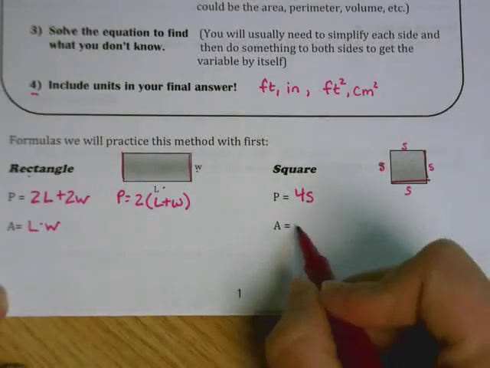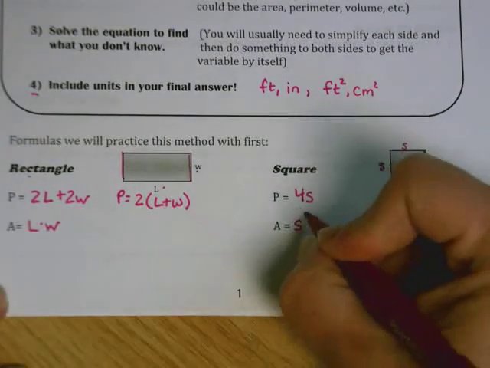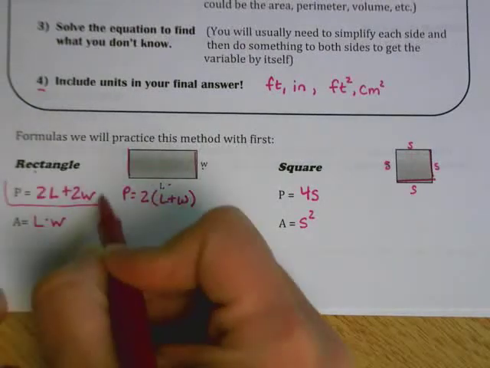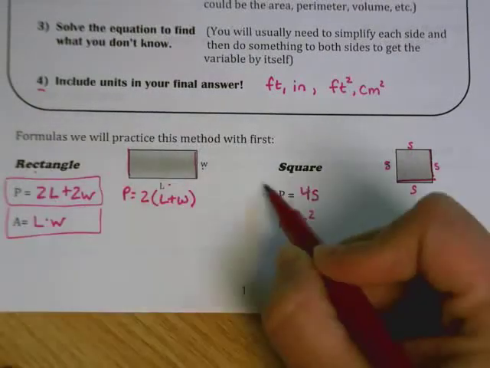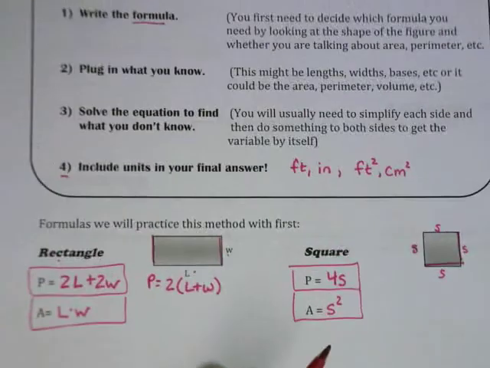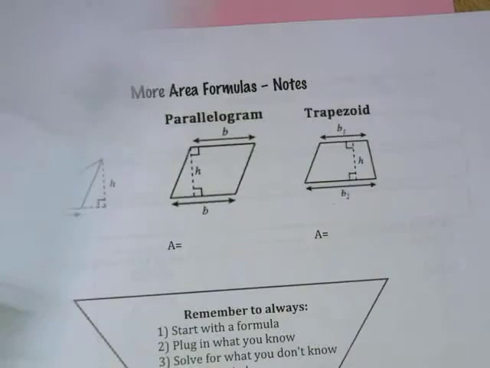But instead of putting s times s, what's a more efficient way to write that? We would say s squared. So these right here are the formulas that we are going to use for this whole practice. And every time we do a problem, we are going to start by writing the formula right here. So we're going to pick one of those every single time. All right, let's turn the page.